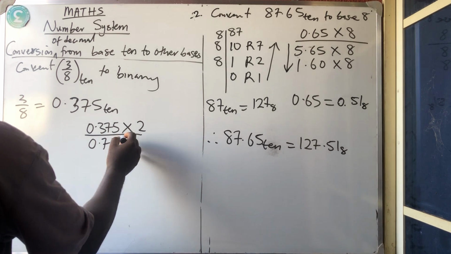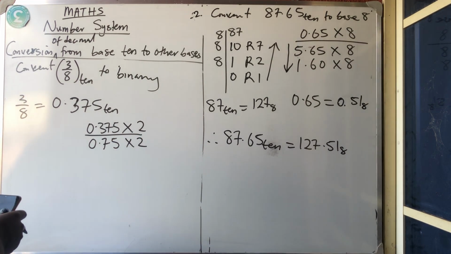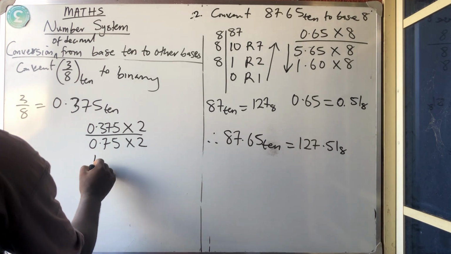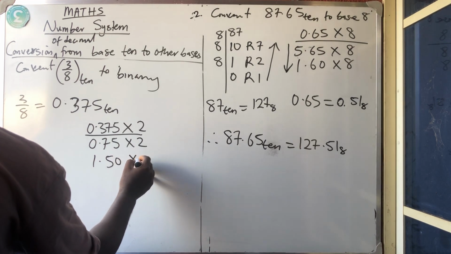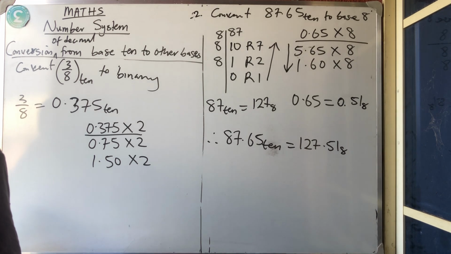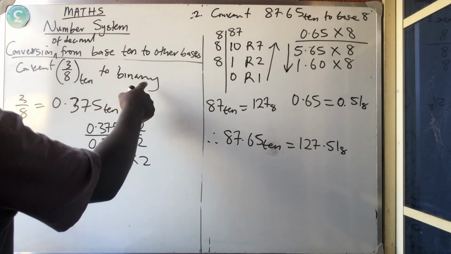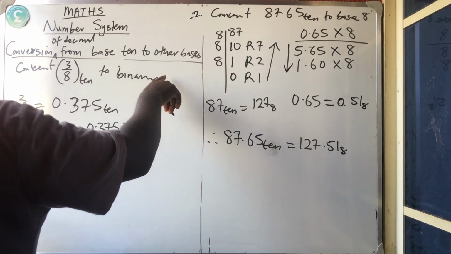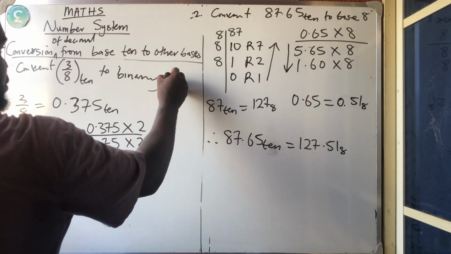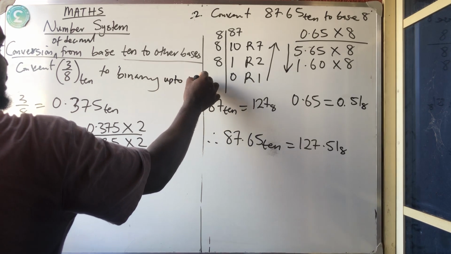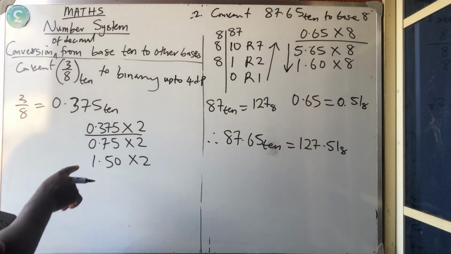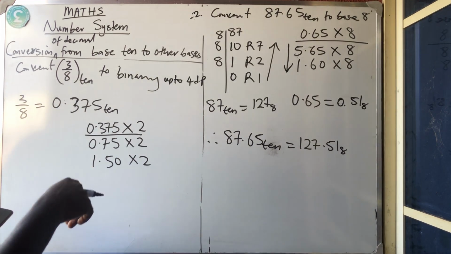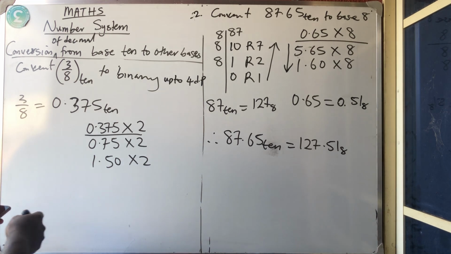So I'm having 0.75, okay, times 2 again. So I'm having 1.50 times 2 again. Did they tell us? Sometimes they will tell you till 4 decimal places or till 5 decimal places. If they say till 4, okay, let's do this one, up to 4 decimal places. So you know where you will stop. This is the first one, second one. So I've gotten the first, second, so the third one times 2 again.